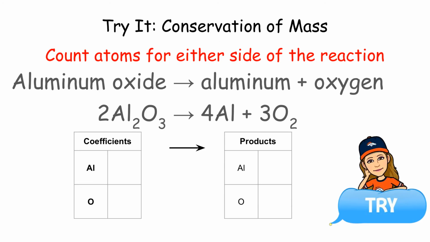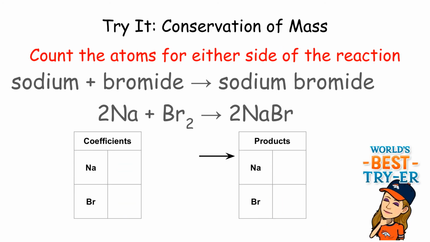So by doing this, aluminum, we have 4 total aluminums. For oxygen, we have 6. Over here, we have 4 aluminums and 6 oxygen. So we can say, yes, the conservation of mass has been applied and is done correctly because we have the same total number of atoms on each side of the yield. Here's another example I want you to try. Count your atoms.